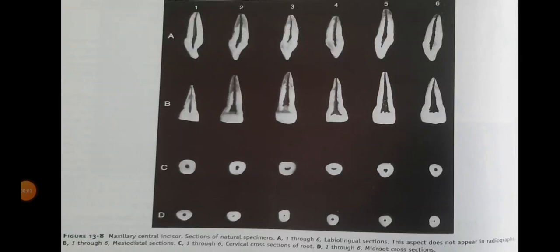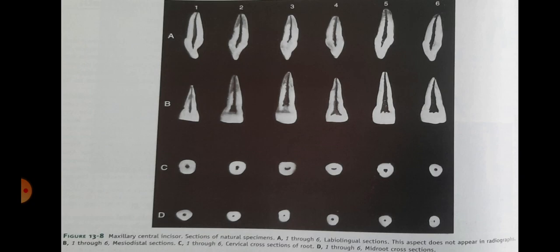Pulp cavities of the maxillary teeth. Let's have a discussion on the maxillary central incisor. In the maxillary central incisor labiolingual section, you can see this in figure 13.8a. See figure 13.8 showing the maxillary central incisor sections of natural specimen. The pictures A1 through 6 show the labiolingual section, right?